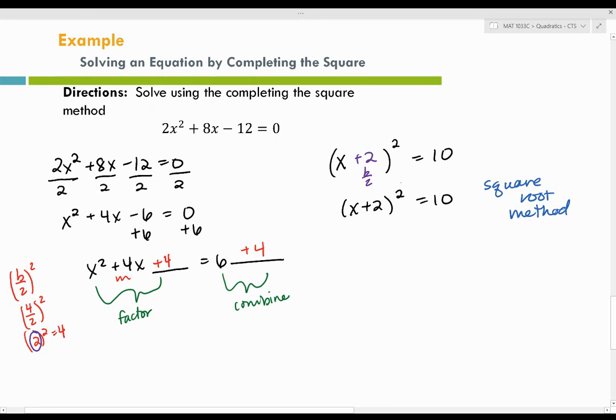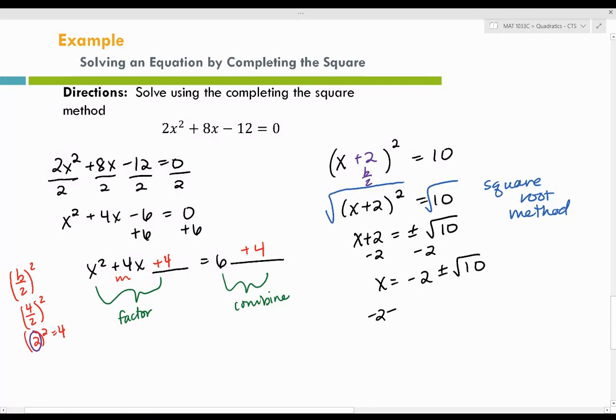So we're going to take the square root of both sides. On the left-hand side, that's going to leave me with x plus 2 equals plus or minus the square root of 10. The square root of 10 doesn't break down, it doesn't simplify any further, so we need to solve for x. So I'm going to subtract 2 from both sides. That gives me x equals negative 2 plus or minus the square root of 10. And remember, that's 2 answers. One of them is negative 2 plus the square root of 10, and the other one is negative 2 minus the square root of 10. Okay, awesome.